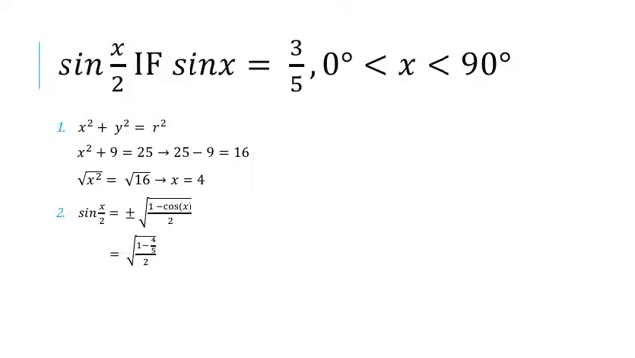From here, we will use our half-angle formula for sine. Plugging in our value of cosine, which is 4 over 5, we get the square root of 1 minus 4 over 5 divided by 2. To simplify this down, we find a common denominator, which is 5, and do the square root of 5 over 5 minus 4 over 5 divided by 2. This will give us 1 over 5 divided by 2.